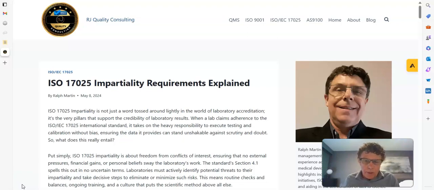I also try to include section 4.2, which is the confidentiality section. Oftentimes labs will combine their policy for both impartiality and confidentiality, so they do go hand in hand. But I will be discussing what documentation would be necessary to meet the requirements of the standard, really from an auditor's perspective. What is the auditor going to ask you for as objective evidence to ensure that you're meeting the requirements of sections 4.1 and 4.2 of the standard?